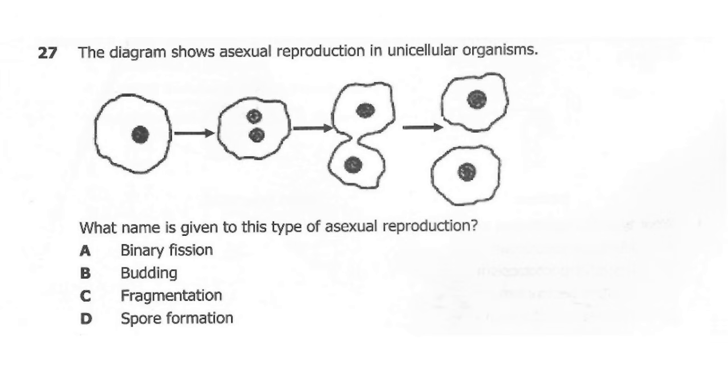Question 27. The diagram shows asexual reproduction in unicellular organisms. What name is given to this type of asexual reproduction? A. Binary fission. B. Budding. C. Fragmentation. D. Spore formation. What's the correct answer? Is it A, B, C, or D? Drop your answer in the comment section.